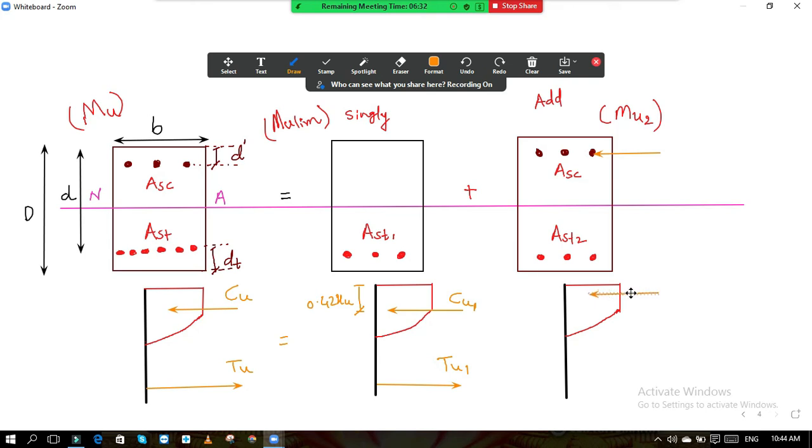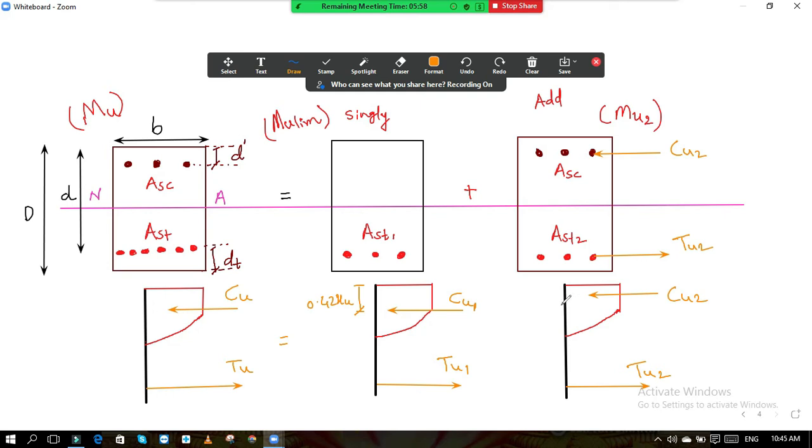Here somewhere, somewhat below, I will take. And your Tu2 will act at the level of steel. Here somewhere your Tu2 will act at the level of steel. So if I show, this is the additional section, that is why I am showing it over here to you. This is called your Cu2 and this is Tu2. This is your Tu2 over here and this is your Cu2 in this way.